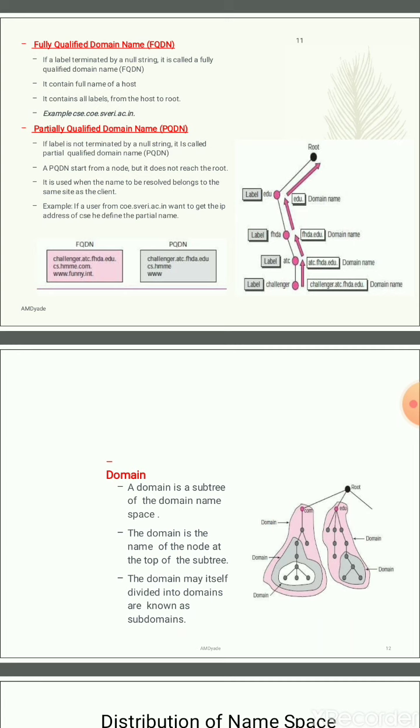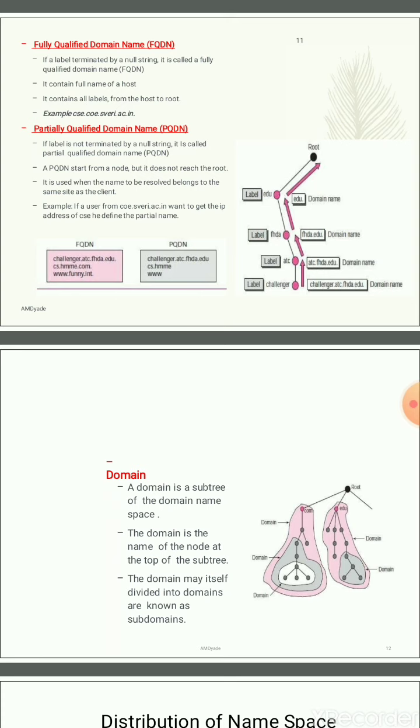If a label is terminated by a null string, then it is called a fully qualified domain name. It contains the full name of the host. It contains all labels from the host to the root. For example, csc.coe.swery.ac.in dot. So we can say that this example represents a complete website ending with a dot. This format is called a fully qualified domain name.